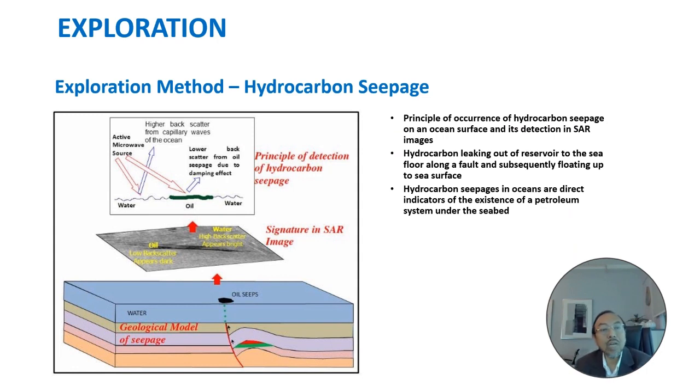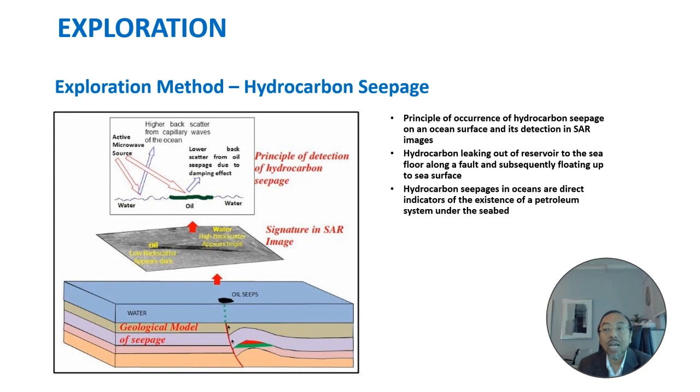The first exploration method is hydrocarbon seepage. Principal occurrence of hydrocarbon seepage on an ocean surface and its detection in SAR images, synthetic aperture radar, SAR. Hydrocarbon leaking out of reservoir to the sea floor along a fault and subsequently floating up to the sea surface. Hydrocarbon seepage in oceans are direct indicators of the existence of a petroleum system under the seabed.